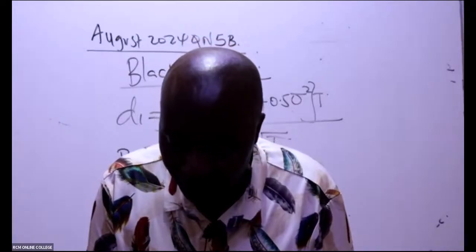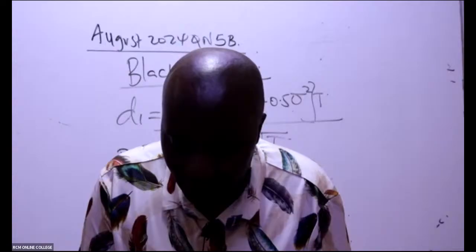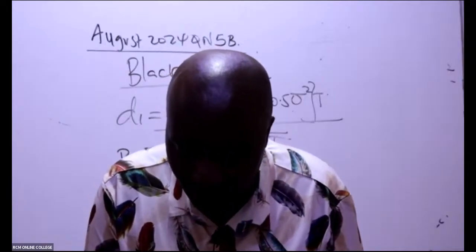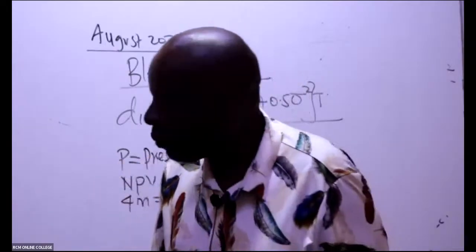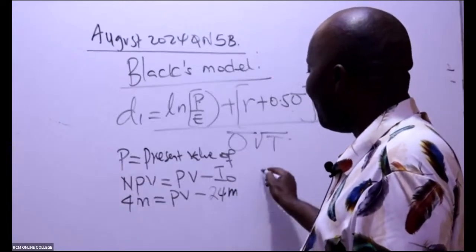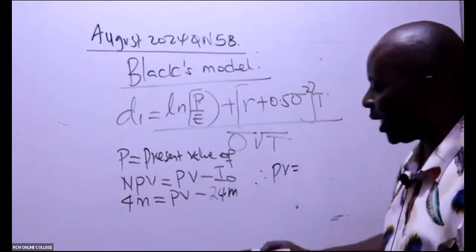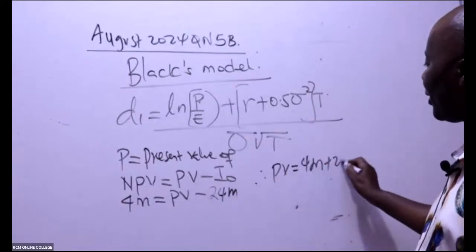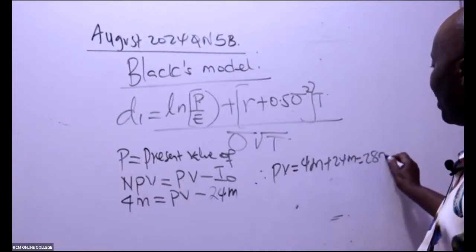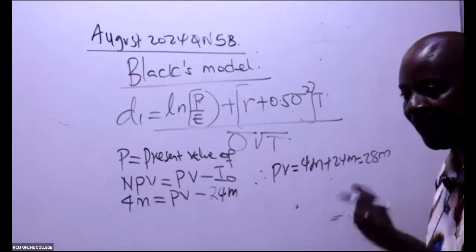It's given there that it has an option to acquire land in Moa Green's estate at an agreed price of 24 million. Meaning, ladies and gentlemen, that our PV will be, take this to the other side, 4 million plus 24 million, which gives us 28 million. PV will be 28 million.